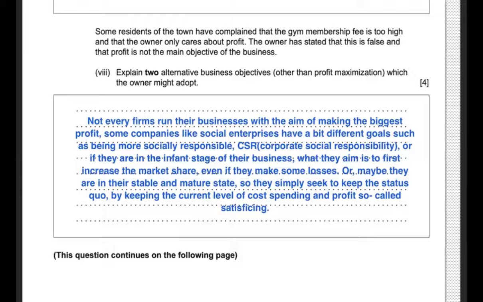Or maybe they are in a stable and mature state, like they're big enough and rich enough, then they simply seek to keep the status quo. They do this by keeping the current level of cost, spending and profit, which is called satisficing.